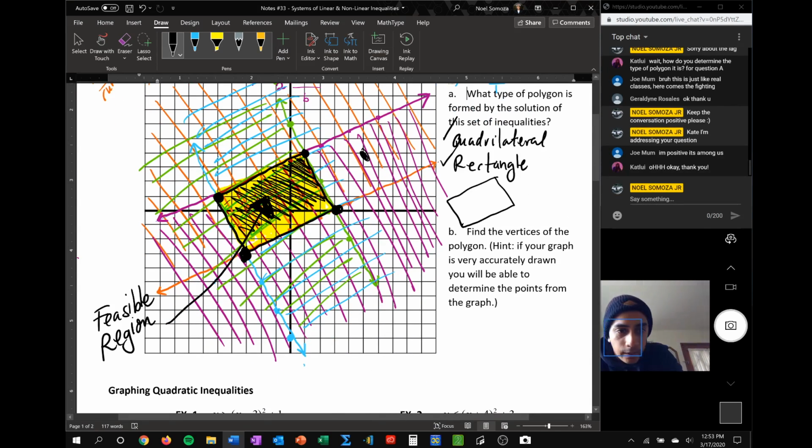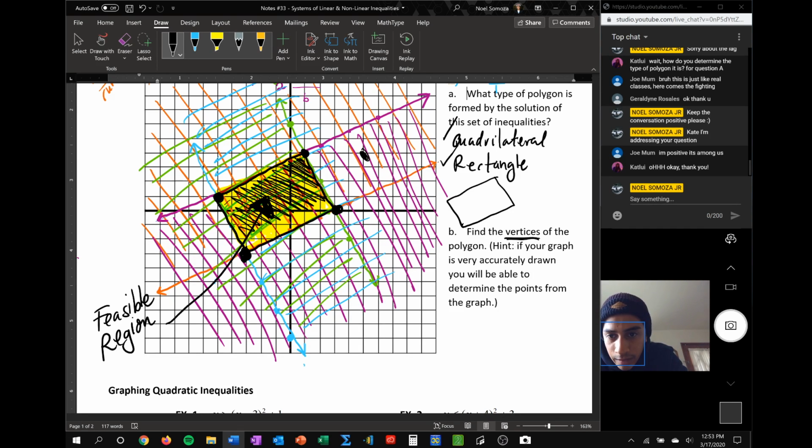Okay, so now these 4 points that I highlighted, these really dark ones, those are the vertices. Those are the points where the lines make connections. So basically we just want to list those points right around here. Where do they make connections?